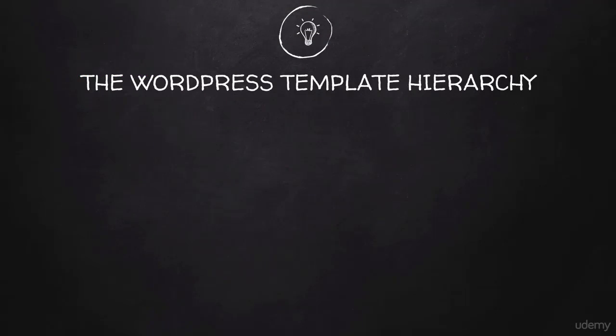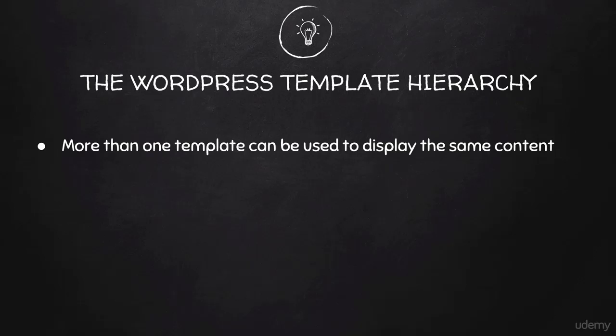Let's talk about a very crucial topic that is necessary in order to be able to build a WordPress theme, and that is the WordPress template hierarchy. Very, very important. But before we delve into the hierarchy itself, let's first of all talk about a few pointers, and the very first one here being that more than one template can be used to display the same content. Now, as an example, the page.php, we know that page.php is typically used by WordPress to display contents for a page.